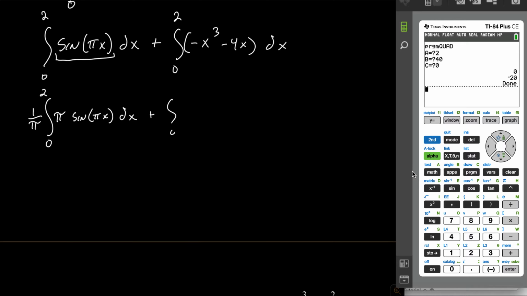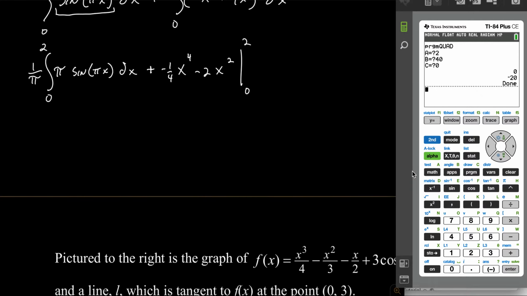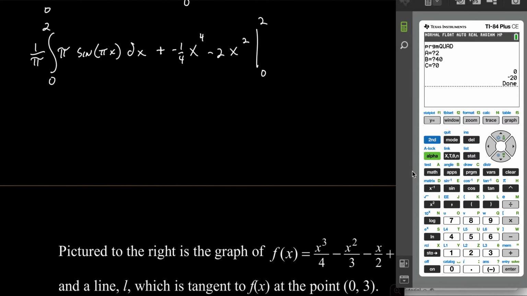Plus, from 0 to 2, I'll integrate this one to show you that I can integrate one part at a time. I didn't integrate the first part, but I can integrate the second part. So I've got x to the 4th minus, so that's a negative 1/4, and then x squared, so that's a minus 2. That one's already integrated, and we want to evaluate it from 0 to 2. Even though I haven't evaluated it yet, I'm just going to write the 0 to 2 part to say that I need to.